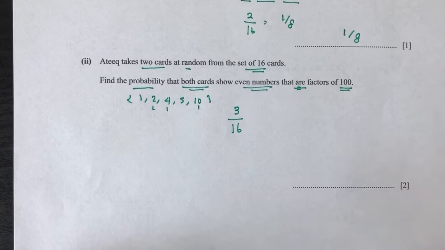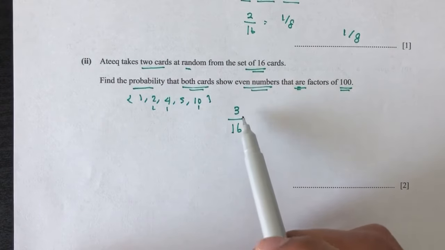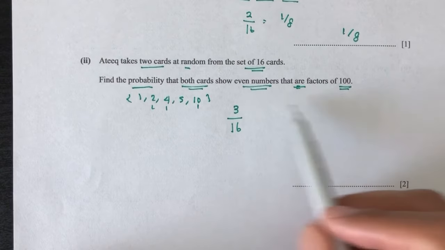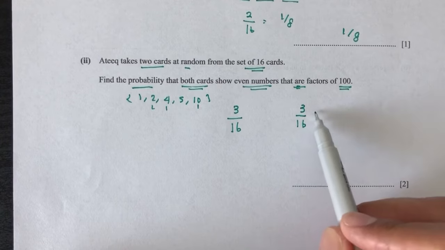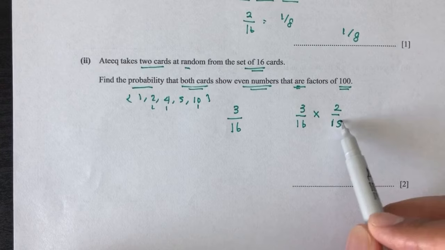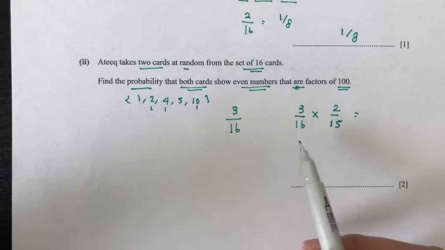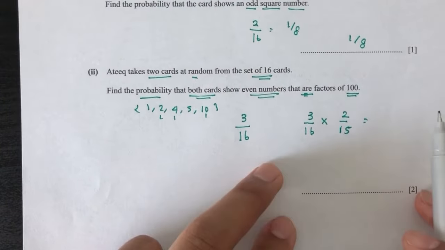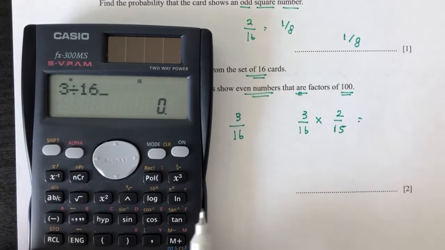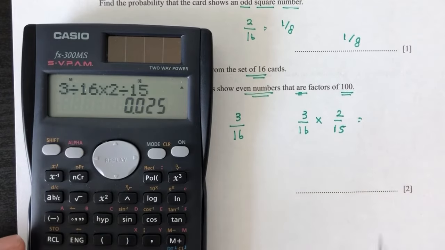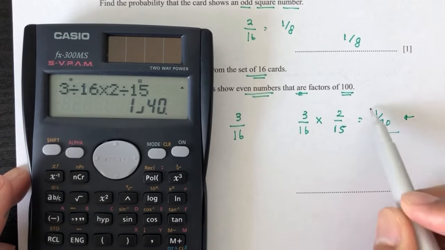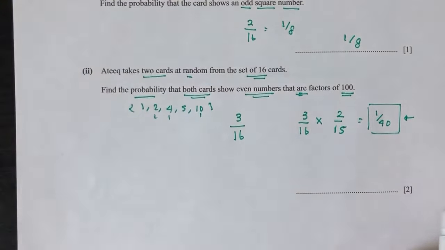Now the point is really to know if you choose them one after the other. If that's the case, the first number will be 3 over 16, and then the second number will be 2 over 15, if that makes sense to you. Because if you take out 1, it is going to be less, and then that will be the answer. So let's do that on the calculator. 3 divided by 16 times 2 divided by 15, that will be 1 over 40. So this will be your answer for question part 2.